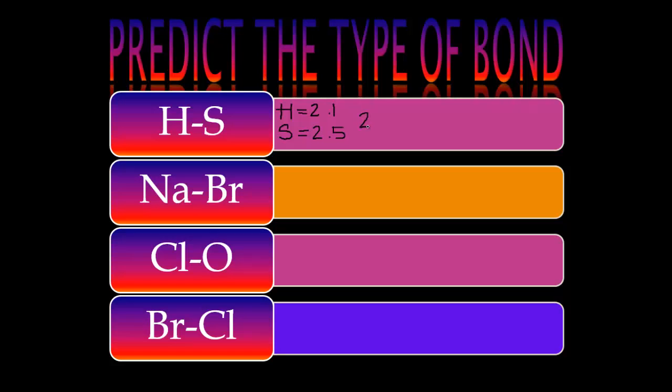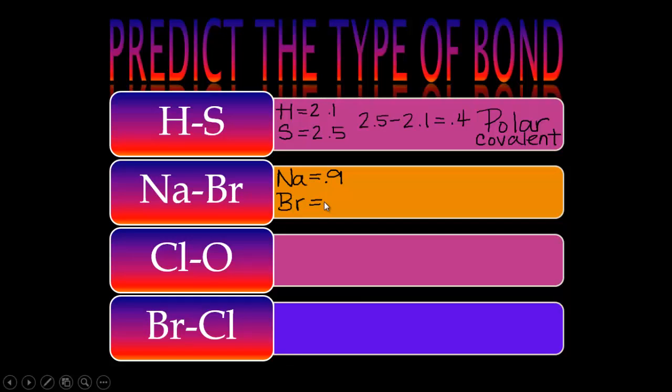So we're going to take 2.5 minus 2.1, and we get a value of 0.4. This is going to make this then polar. For Na and Br, we look up Na. Na gives us a value of 0.9. Br gives us a value of 2.8. So we take 2.8 minus 0.9, and we get 1.9, which means we have an ionic bond.